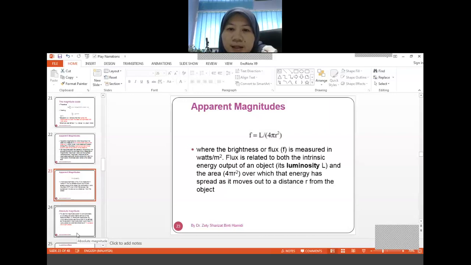So as a part of physics, we know that the flux F is equivalent to luminosity divided by the area. In this case, we can assume it's a sphere, so we can put it as 4 pi r squared. This is measured in watts per meter squared, and the flux is related to the intrinsic energy and also the area.